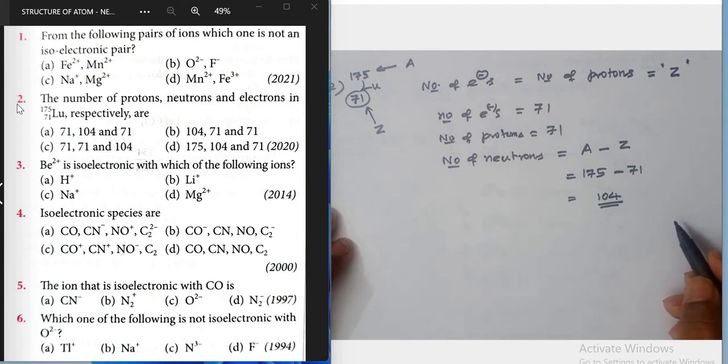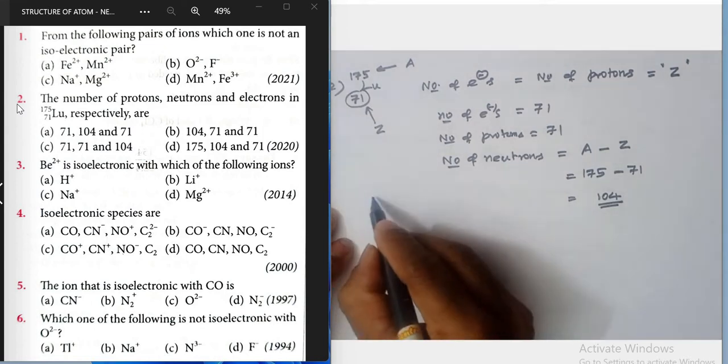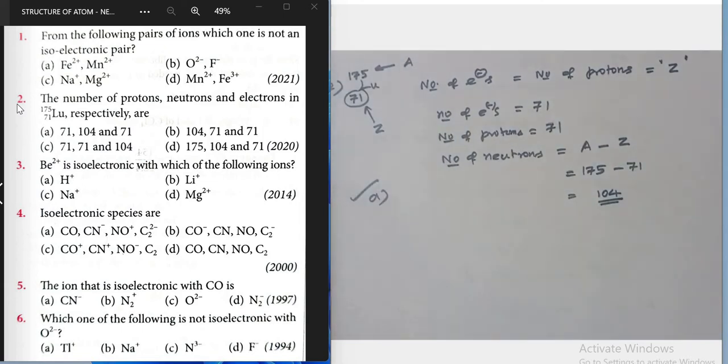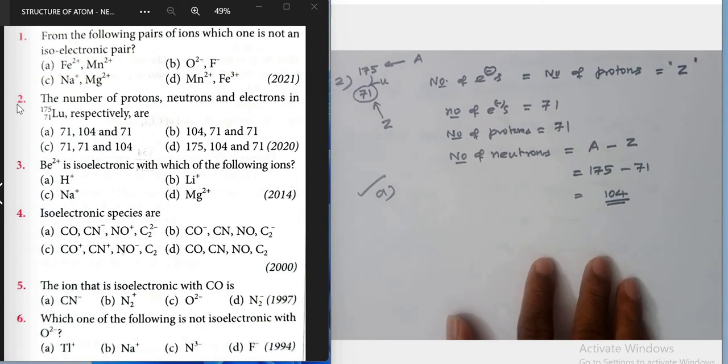Option A, sir. They are asking number of protons, yes, 71, 104, 71, option A. Yes, you are right. So the correct option for this question is A.